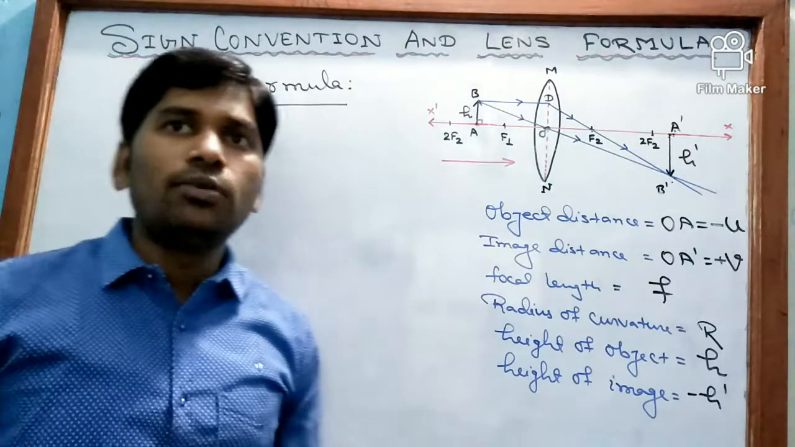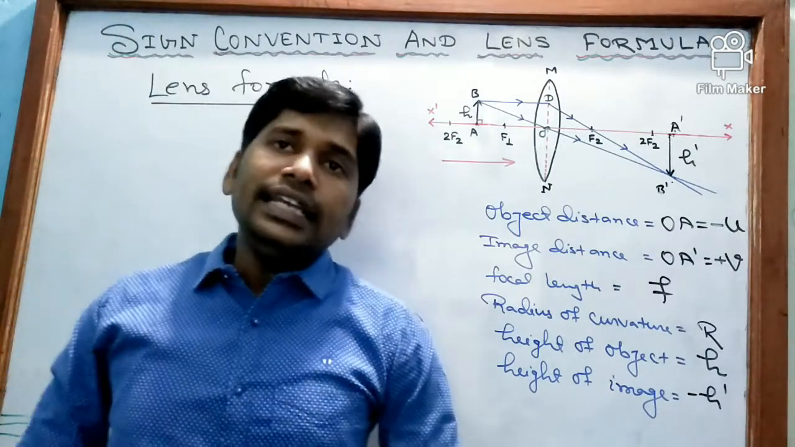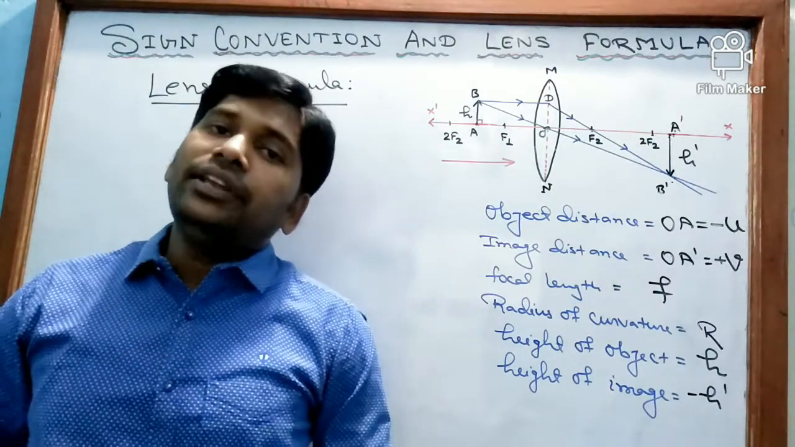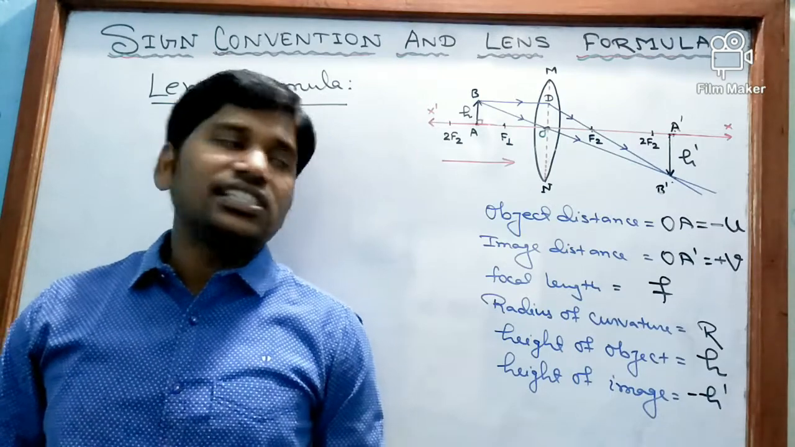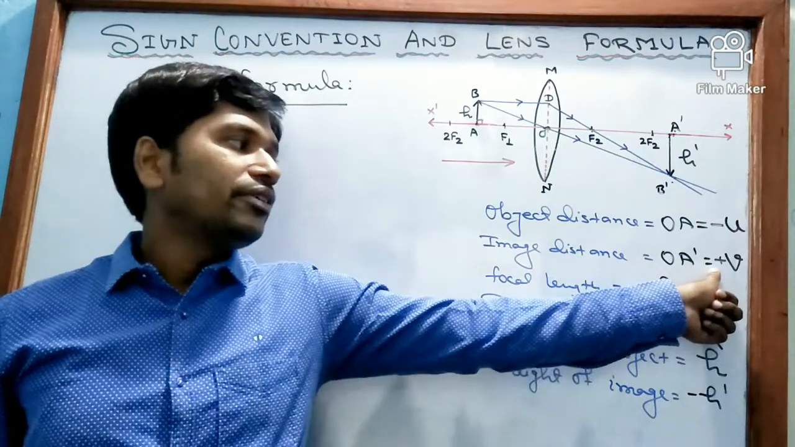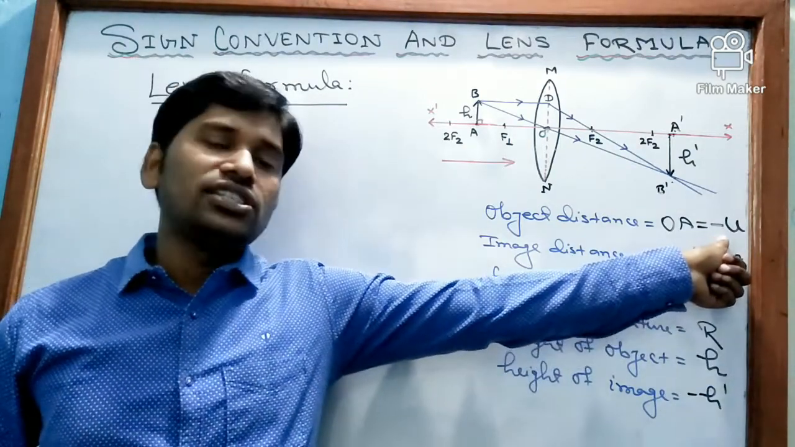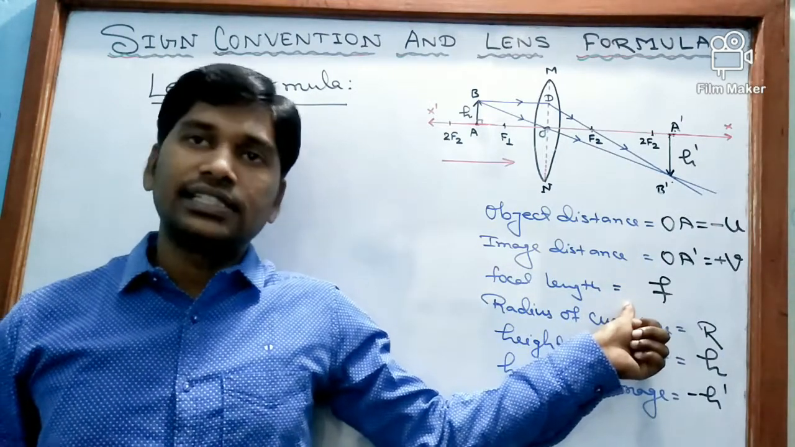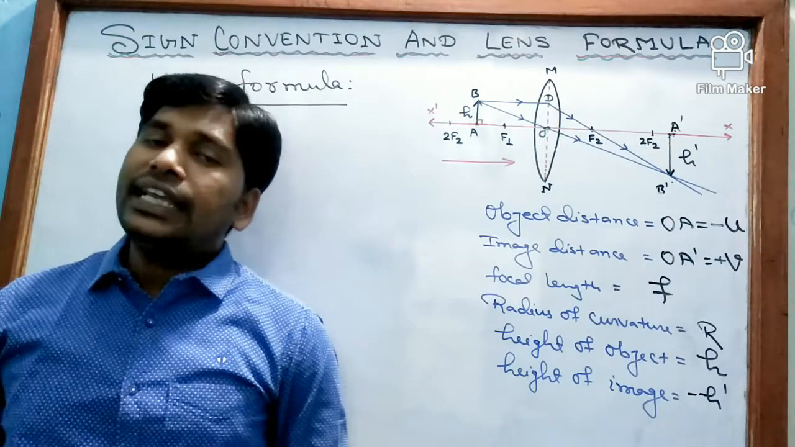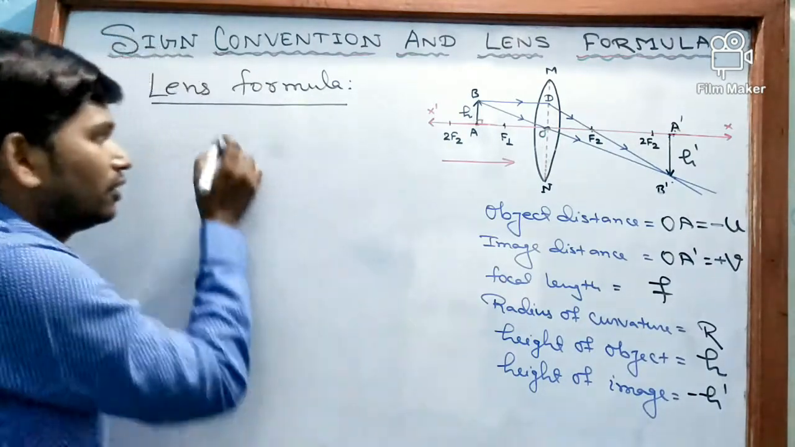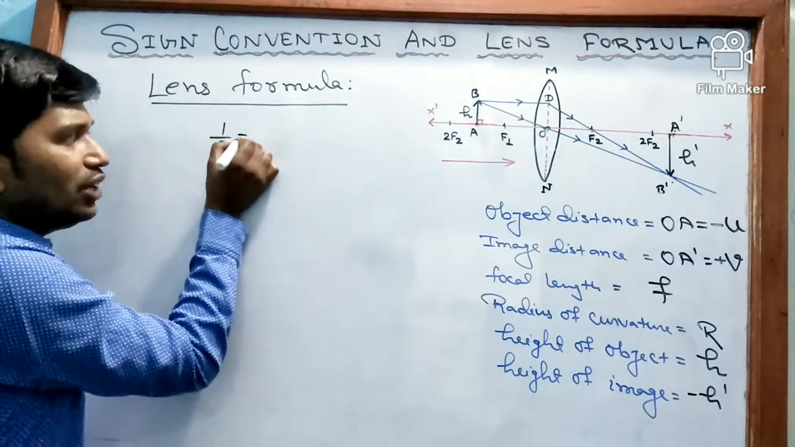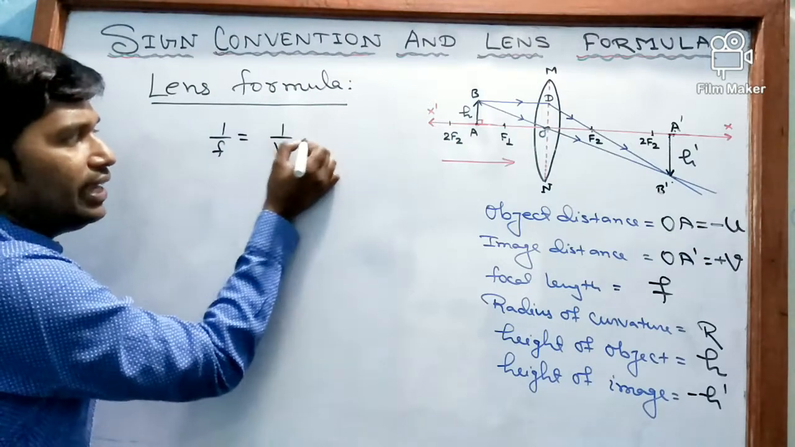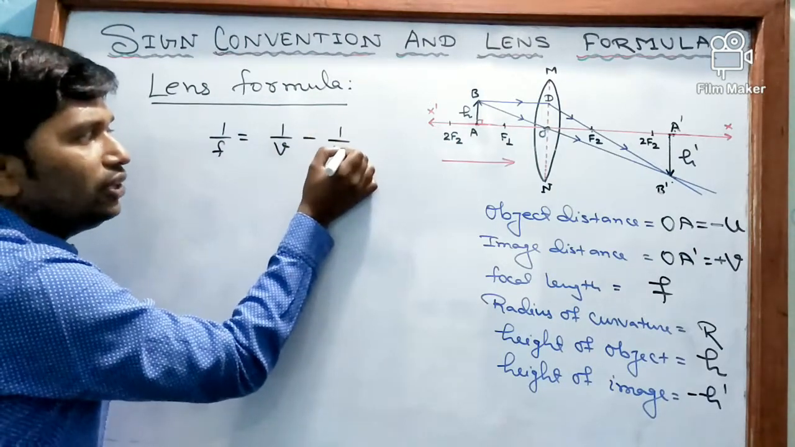What is this lens formula? It is a relationship between image distance v, object distance u, and focal length of the lens. The lens formula can be written as 1 by f equals 1 by v minus 1 by u.